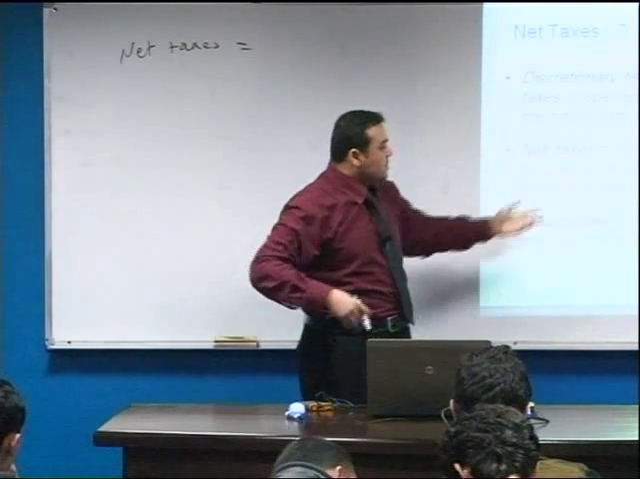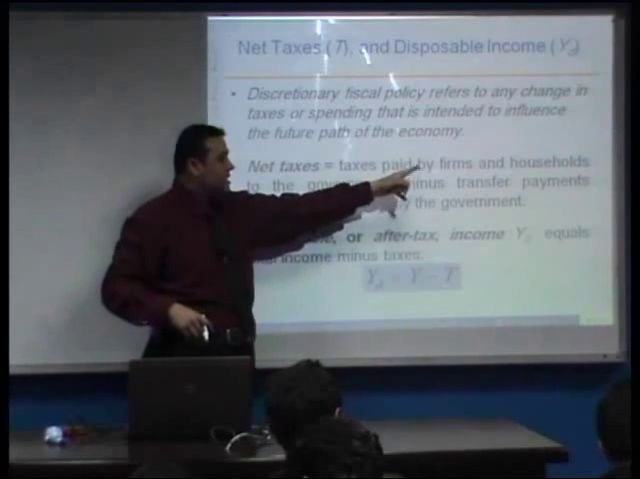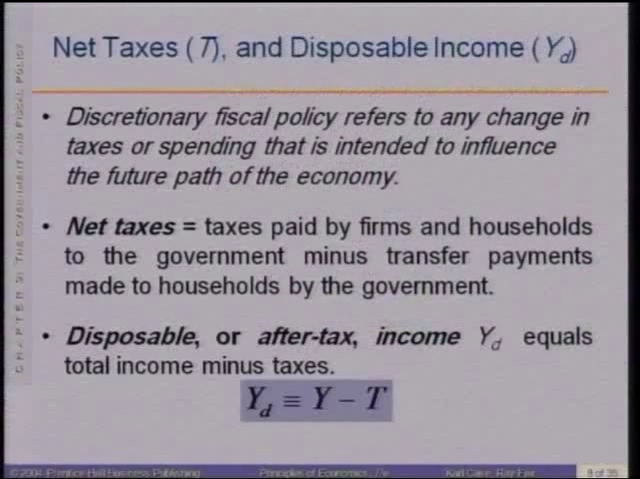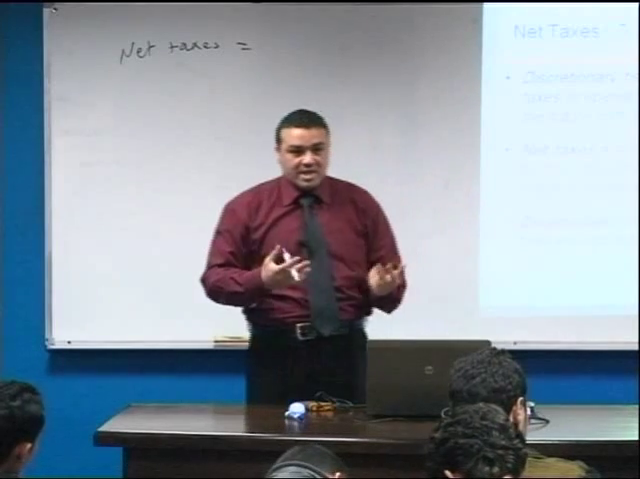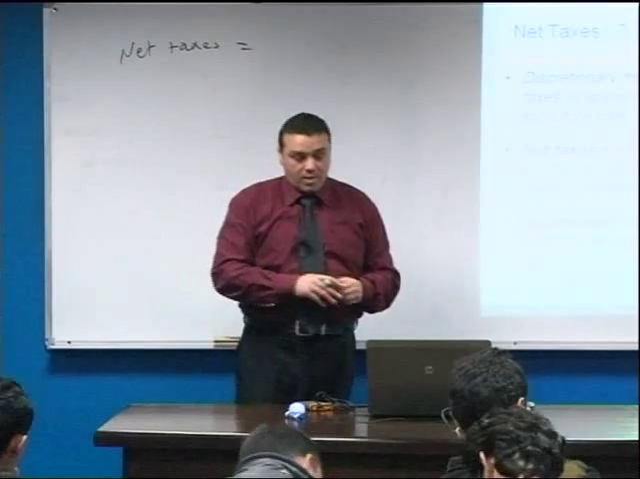So the net taxes equal the taxes paid by the firms and the households to the government minus the transfer payments made by the government. The difference between these two things is the net taxes, right? Okay.